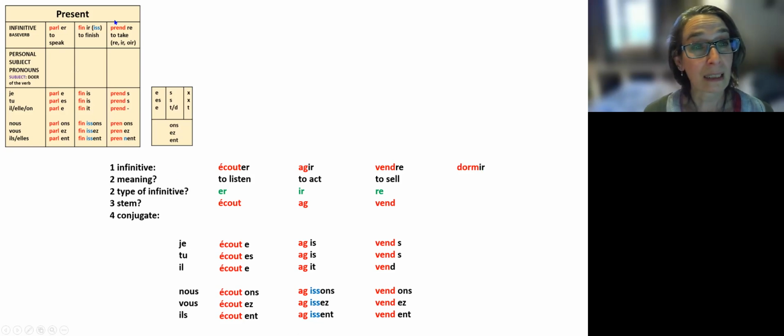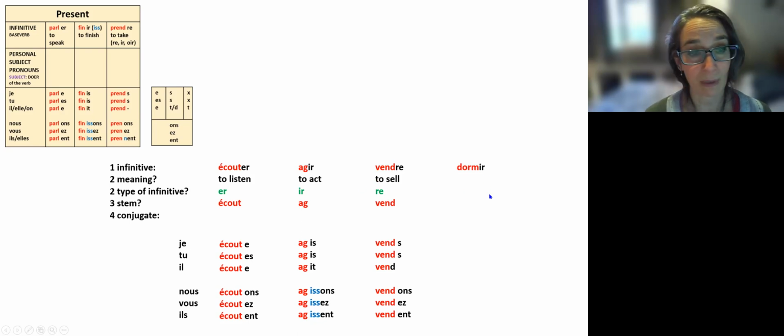Dormir is one of this type. Okay, so dormir is actually an RE type. Okay, so there's a little bit more to it. And this is why I have introduced it. So notice that some verbs ending in these, having these endings, take the RE endings. Okay, so let's have a look at this.